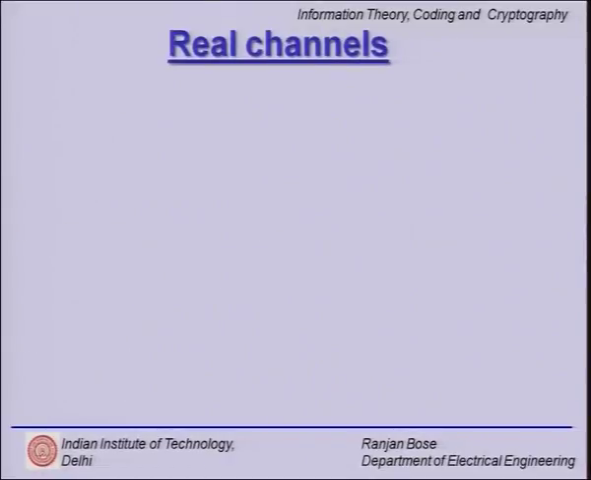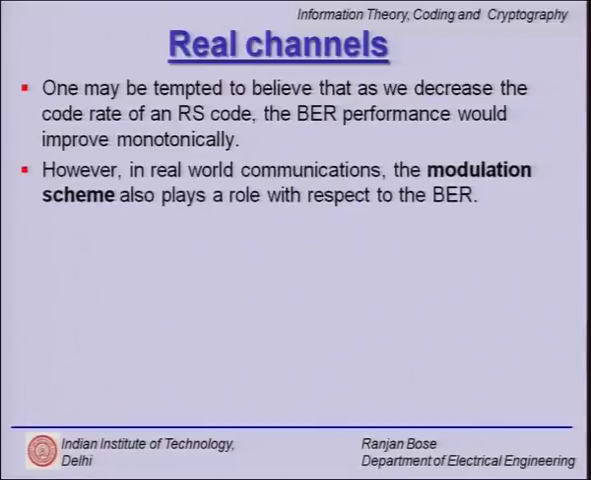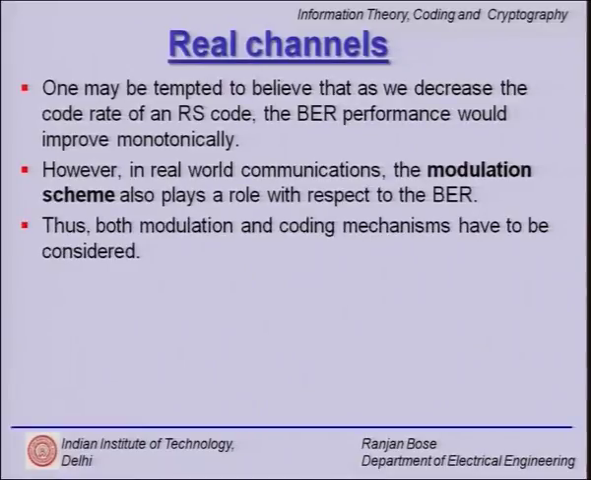Now, we come to the question of real channels. How do they perform over real channels? So, a word of caution: one may be tempted to believe that as we decrease the code rate of a Reed-Solomon code, the BER performance would improve monotonically, because you would believe that you are padding in extra bits, there are overhead bits, hopefully your BER performance would improve. However, in real world communication, the modulation scheme also plays a role with respect to BER. Thus, both modulation and coding mechanisms have to be considered. So, we are now touching base with reality.